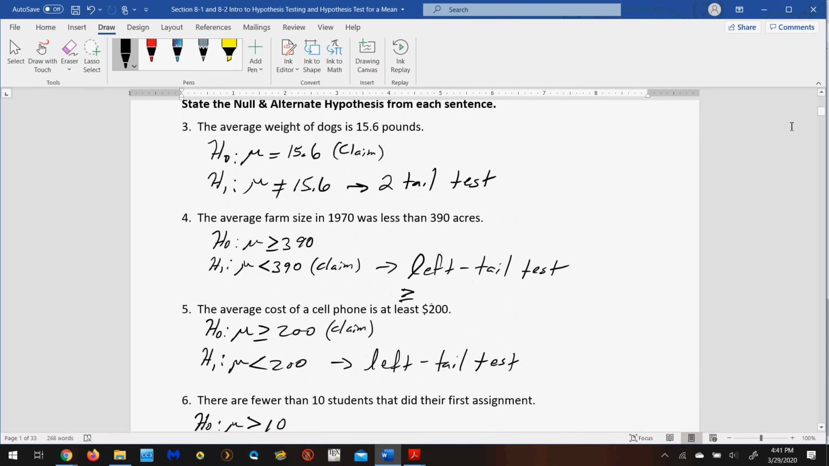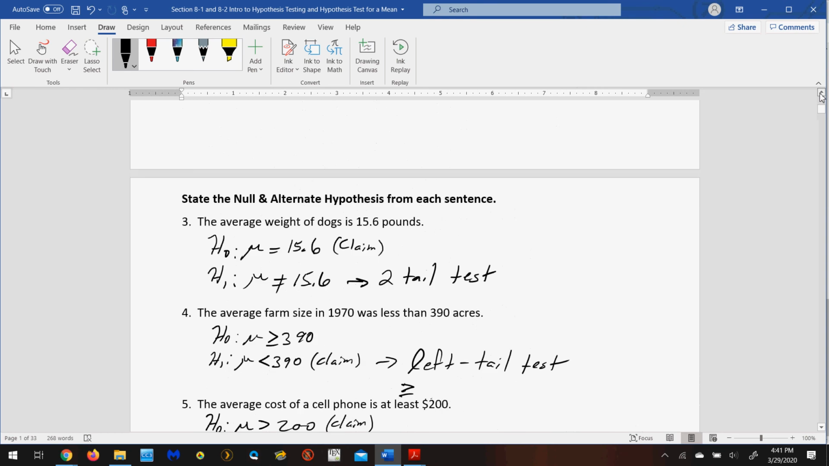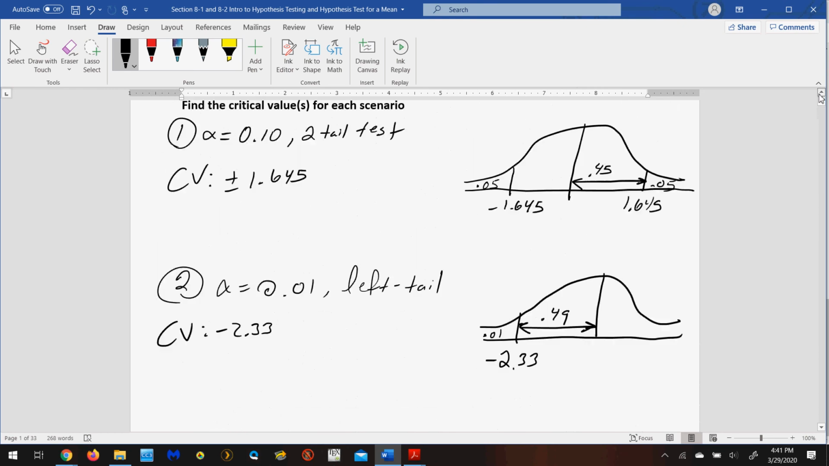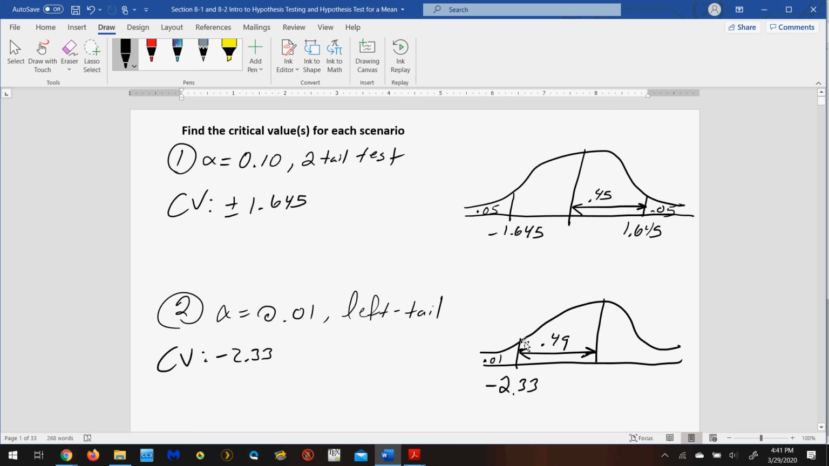Now where does this come into play? It comes into play with what came before. So you are going to be told your alphas. You're not anymore going to be told which type of tail test it is. You're going to have to use the information from the alternate hypotheses to determine that yourself. Left tail means you're going to have a critical value on the left. Right tail means critical value on the right. Two tail would mean two critical values, one on each side, and you have to divide alpha by 2.